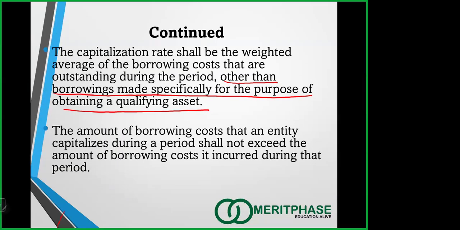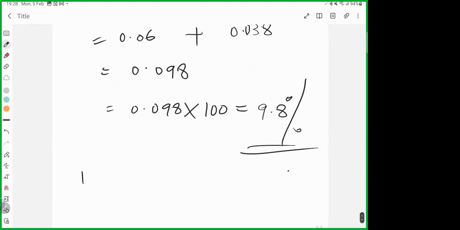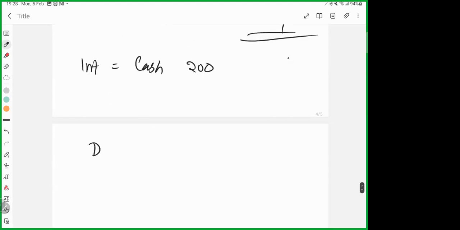Can you now read and understand this? Okay. So the amount of borrowing cost that an entity capitalizes during a period shall not exceed the amount of borrowing cost incurred during that period. That is also very, very obvious, but I will try to explain. Let's say interest you paid by cash 200,000. And then when you think about capitalizing, debit asset, this cannot be more than 200. It's logical, right? Yes. So that's what this is.